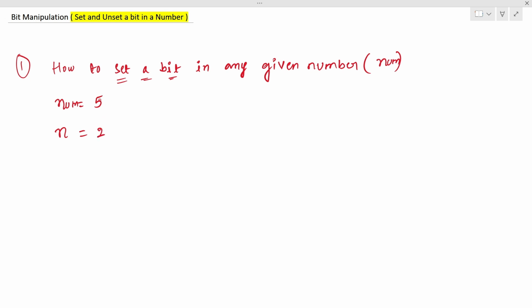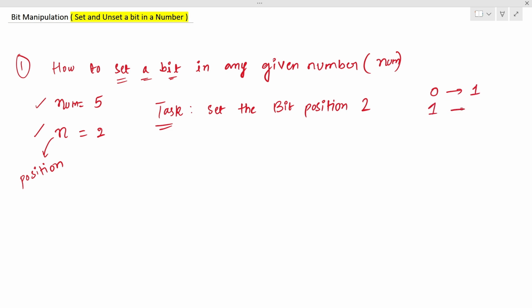So the question is very clear, guys. You are given num, which is a number, and the number is 5, and you are given n. Here n is nothing but the position, and that position is 2. Your task is to set the bit at that position. That means if there is 0 in that position, you need to set it to 1, or if it is 1 in that position, you need to keep it 1, because setting is nothing but making it 1.